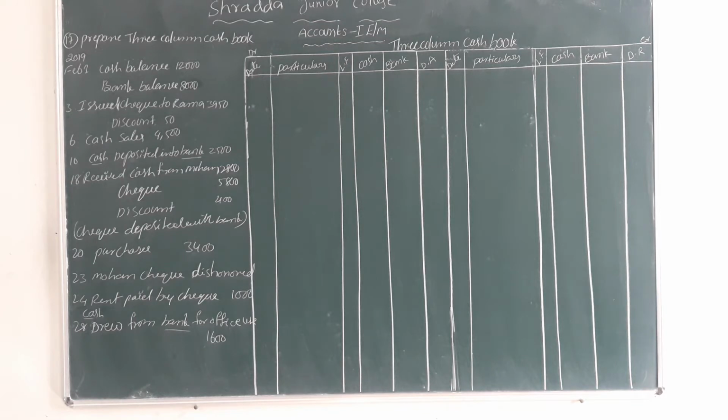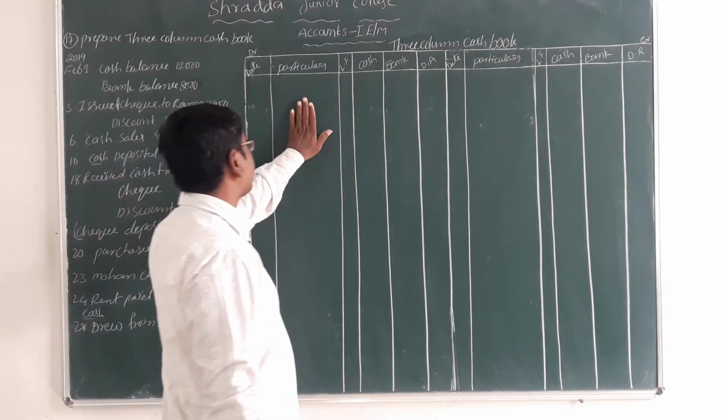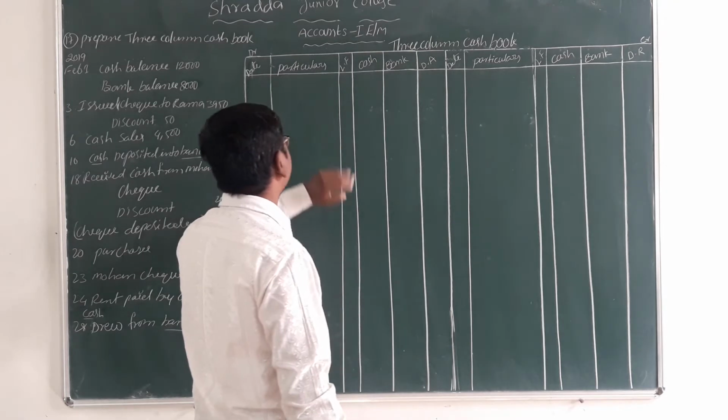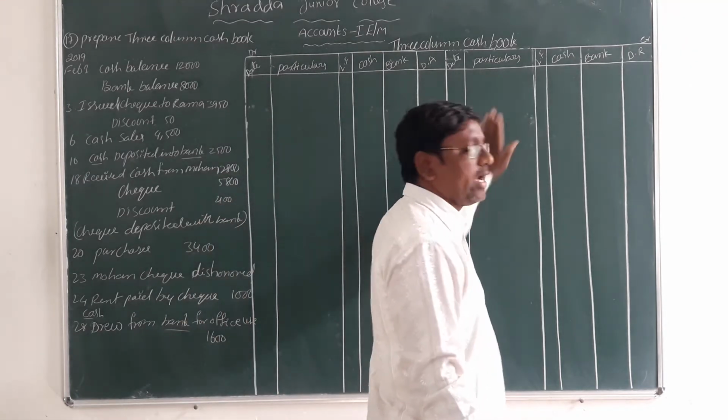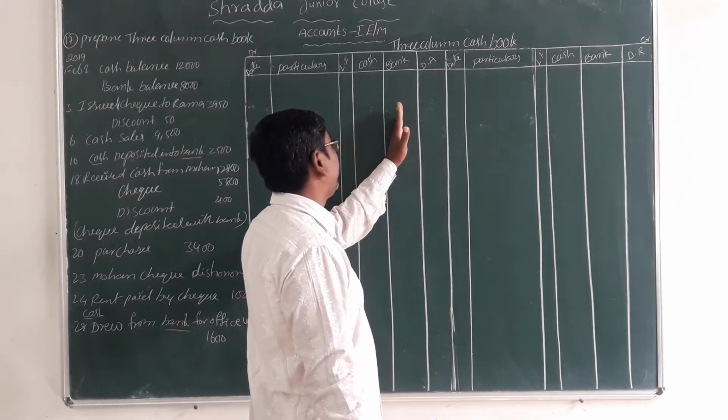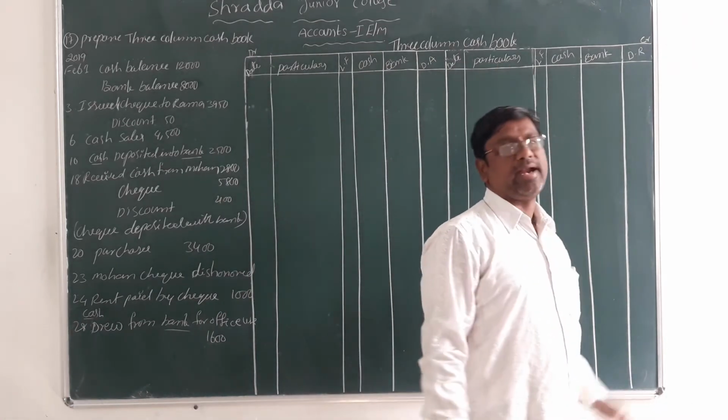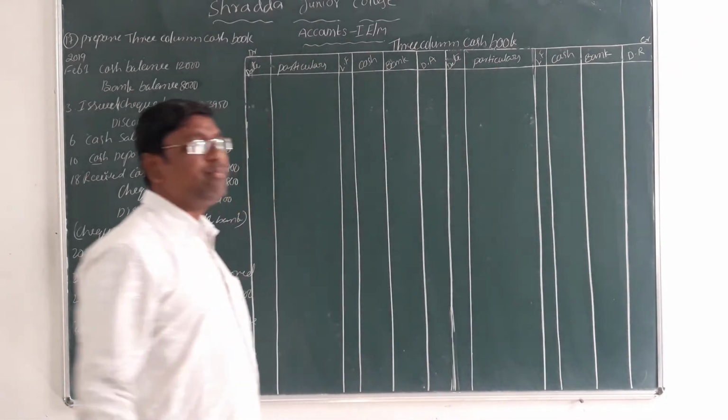Now we are going to record all cash receipts on the debit side. All cash payments we record on the credit side. So first of all, cash received is the debit side. Cash paid is the credit side. Bank received is the debit side. Bank paid is the credit side. It is a three column cash book.